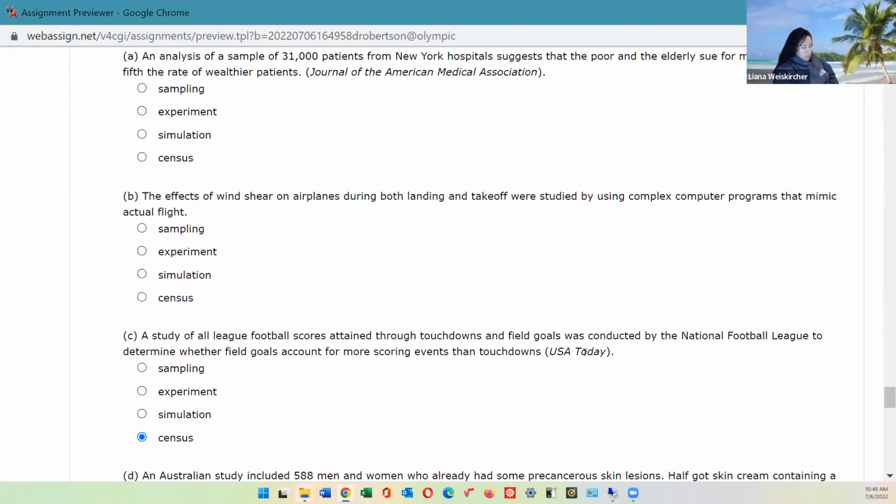Let's pick B. The effect of wind shear on airplanes during both landing and takeoff was studied by using a complex computer program to simulate it, or to mimic it. It's called a simulation. Do you know that simulations are used heavily in things like weather forecasts? They've got models that represent what the weather does.